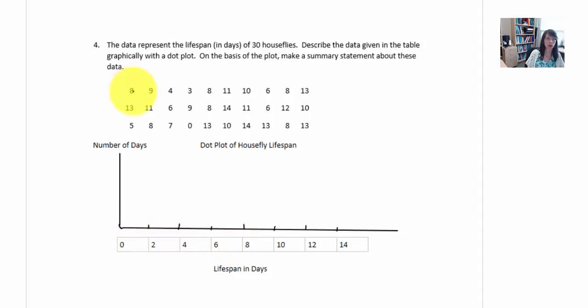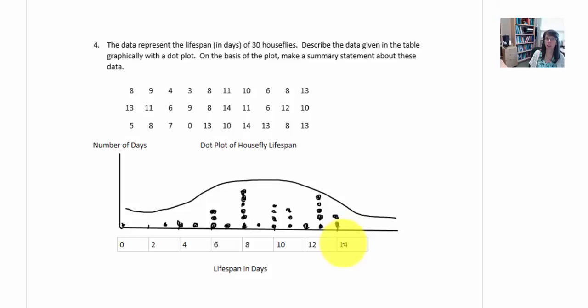So we'll begin with going down each row, 8, 13, and 5, and I'll plot those dots. Then I'll go to the next row, 9, 11, and 8, until we get to the end of our data. So now we have all of our data points plotted, and to make some statement about the placement of these dots, it might be helpful to notice if we draw a smooth curve over these dots.